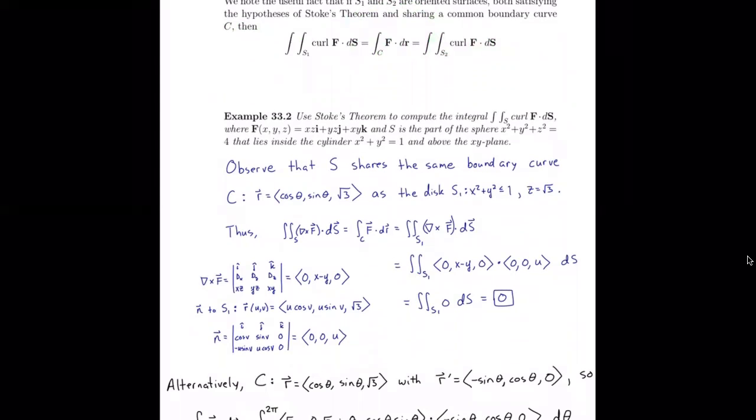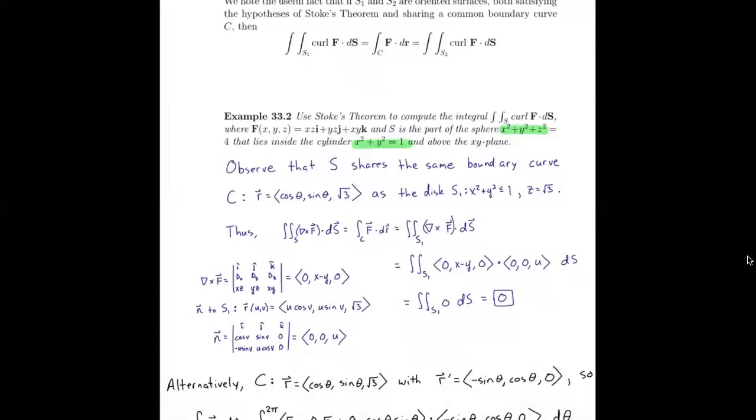So use Stokes' theorem to compute the surface integral of curl of F dot dS over S, where F is the given vector field here, and S is the part of the sphere with radius 4 centered at the origin that lies inside the cylinder x squared plus y squared equals 1 and is above the xy plane.